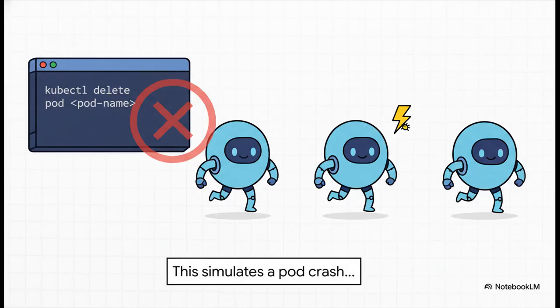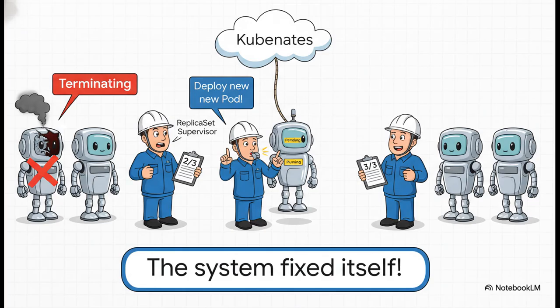To prove the point, I'm going to deliberately break something. I'm going to delete one of our running pods with kubectl delete pod. Imagine this is a server crashing, a network glitch, whatever. The pod is gone. And watch this. The instant that old pod starts terminating, a new one is already pending. It's being created, and boom, it's running.